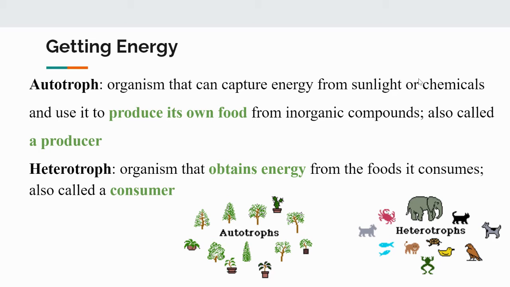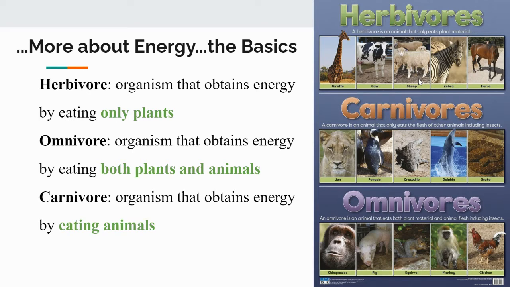But in the animal world, most organisms are going to be heterotrophs, and they obtain their energy from eating something else. It's also called a consumer. But we're going to break that down. You want to make sure that you remember that herbivores only eat plants, omnivores eat both plants and animals, and carnivores eat only other animals. And there are some example species that you can see in the picture.